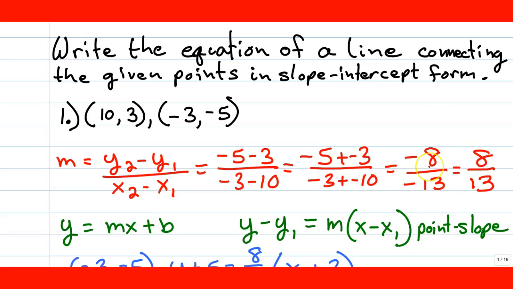So now we can bring these together, or sum them. We end up with a -8 over a -13. A negative divided by a negative creates a positive. So this is a positive 8 over 13 for our slope.